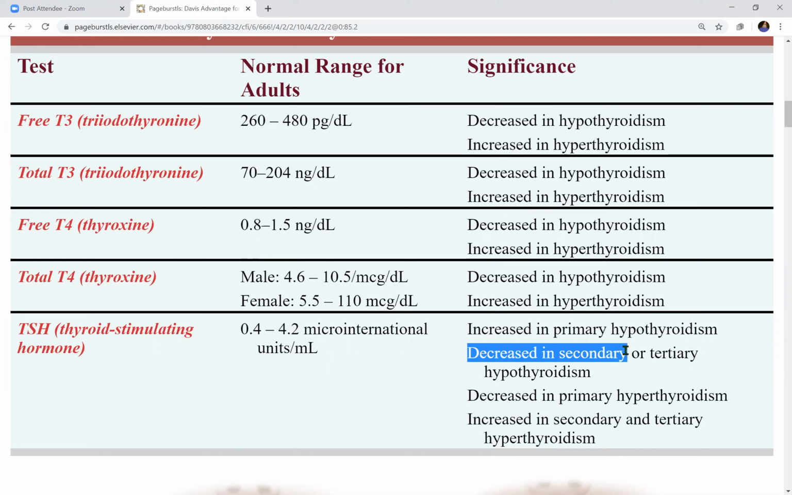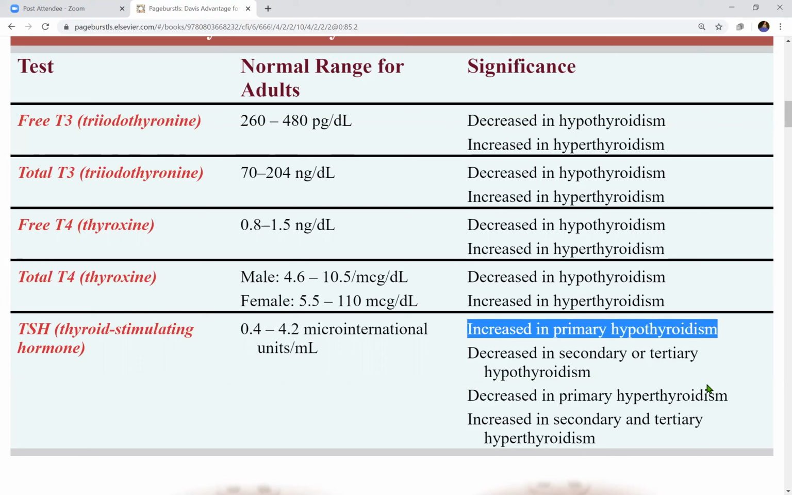Any volunteers? Because in primary, it's not an issue with the pituitary releasing the thyroid stimulating hormone. In primary hypothyroidism, the thyroid stimulating hormone is still being released. The thyroid is just not responding to it. And then in secondary, it's the fact that the thyroid stimulating hormone isn't being released. So that's why. All right, very good.